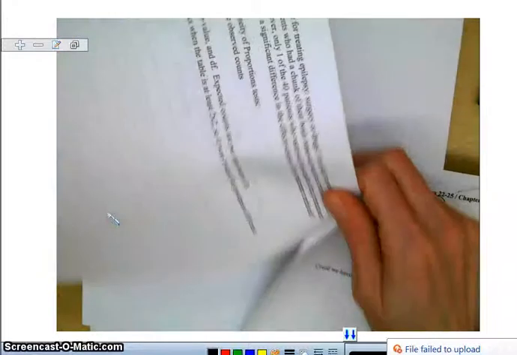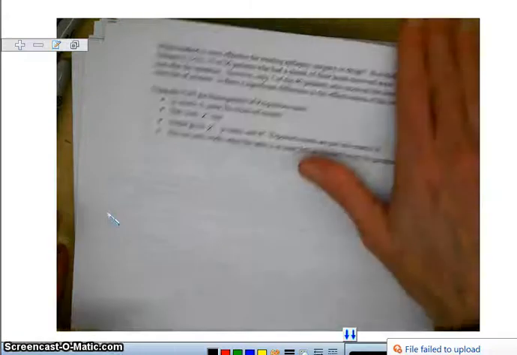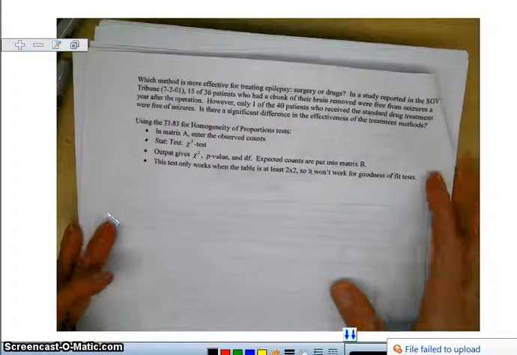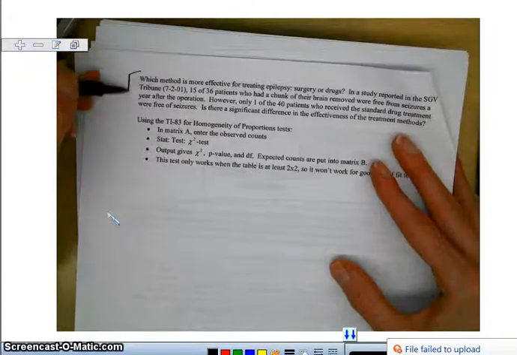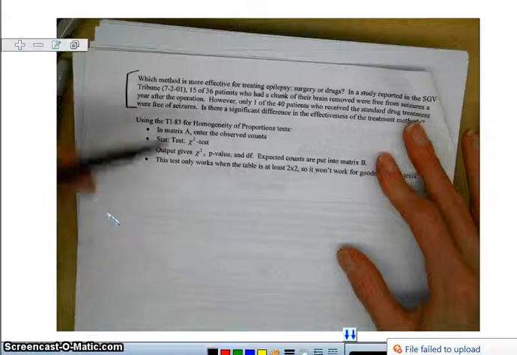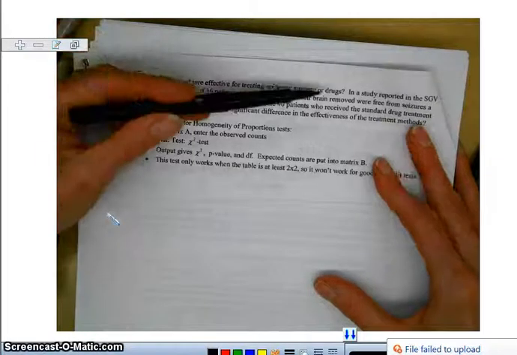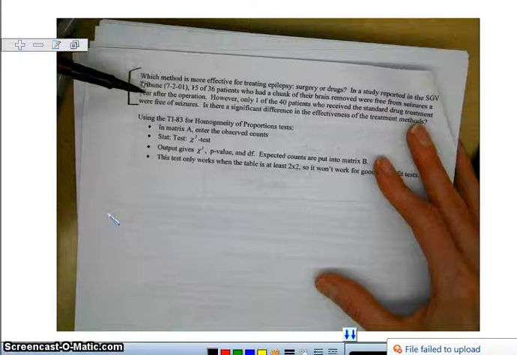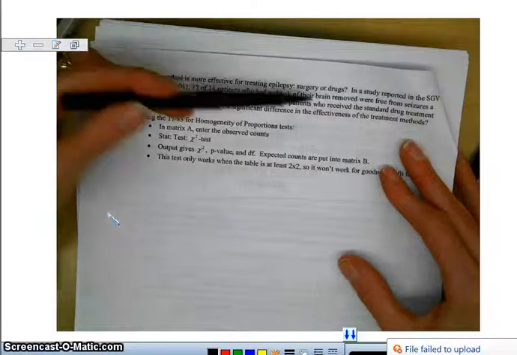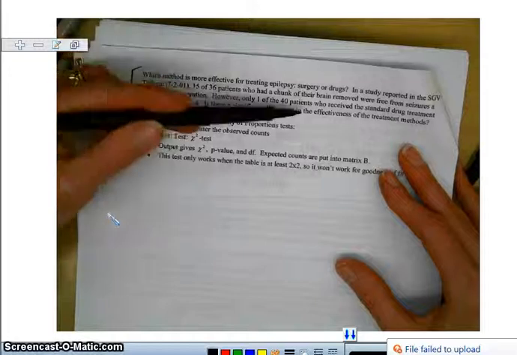I'm doing a short version. You should make sure you write out all your steps here, but I just want to show you how to do it on your calculator here. So what we have is information on more effective treatment for epilepsy, surgery, or drugs. If you read through this, it tells you that 15 of 36 patients who had a chunk of their brain removed were free from seizures a year after operation. Only 1 of 40 patients who received the standard drug treatment were free of seizures. Is there a significant difference in the effectiveness of the treatment methods?